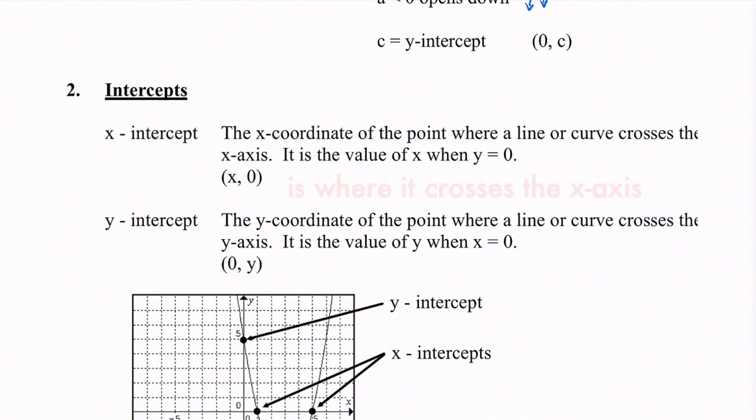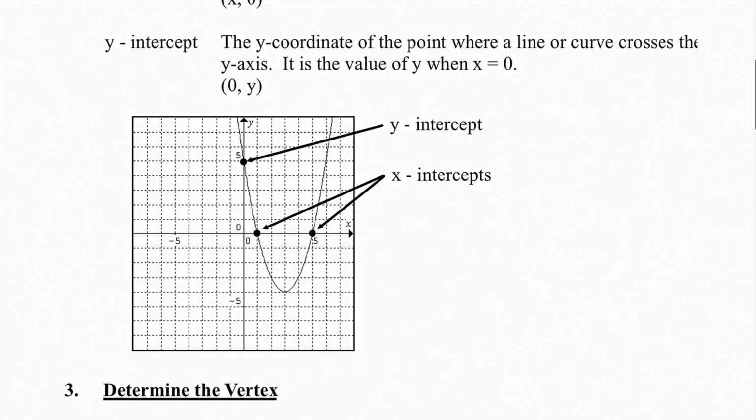The x-intercept is the x-coordinate of the point where a line or curve crosses the x-axis. It is the value of x when y equals 0, and it's going to occur at (x, 0). The reason it happens when y is equal to 0: if we look at this graph here, this is y at 1, at 2, at 3, and so on. But if I go all the way down at a height of 0, you can see that's where my points are going to cross the x-axis, so that's where we have our x-intercepts.